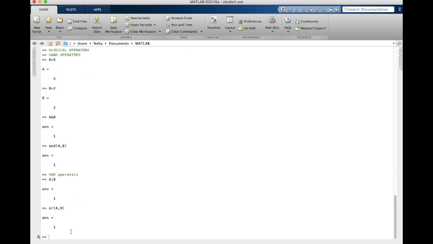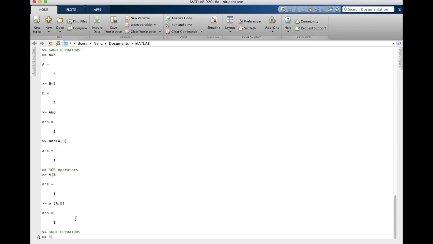Next we have the NOT operator. This does not compare two values, but it checks whether the value that you put in is 0 or not.